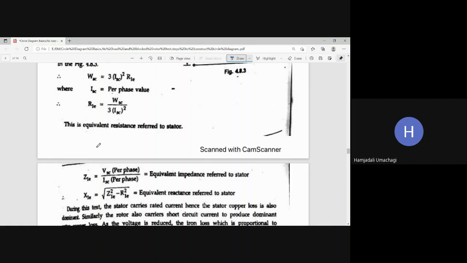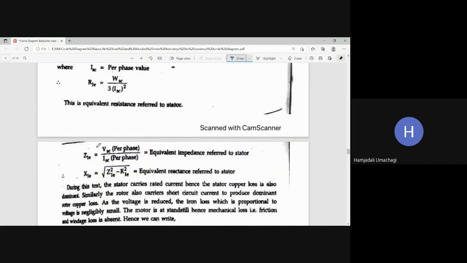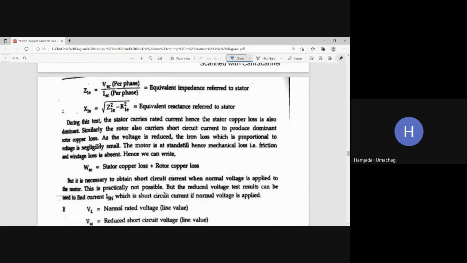So this is very similar to the OC and SC test of a transformer, right? During this test, the stator carries rated current, hence the stator copper loss is also dominant. Here we are allowing the induction motor stator to carry the rated current, so the stator has full load copper loss. Similarly, the rotor also carries short circuit current to produce dominant rotor copper loss.